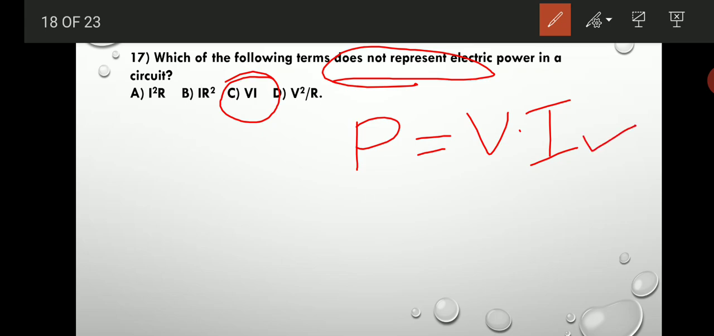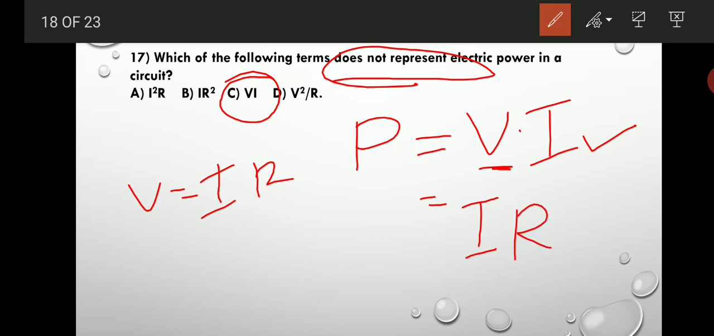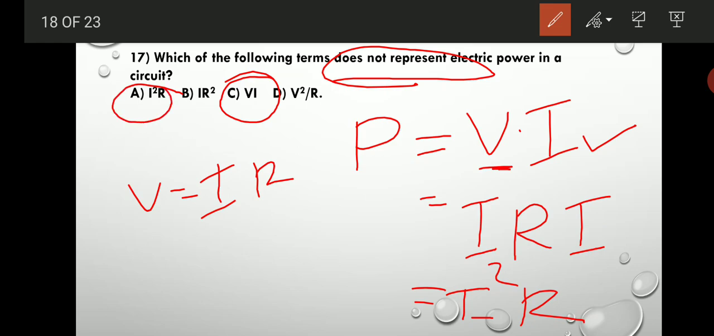Now how do we eliminate the other three options? Okay, now we'll substitute the values here, according to Ohm's law. So V is equal to I into R, very important relation. So I'll substitute these two terms instead of V. So V is equal to IR and I. So I square R, right? It is I square R. Is this option there? First one. So this is also eliminated. Okay, these two are eliminated.